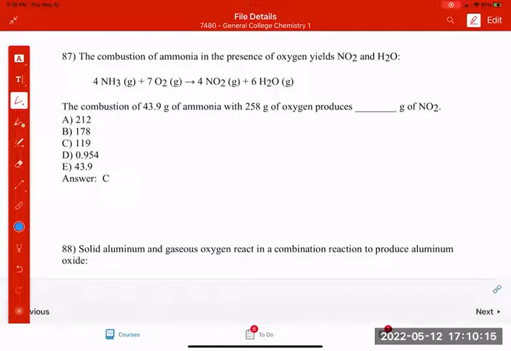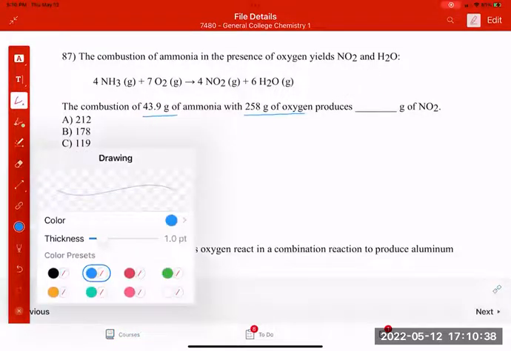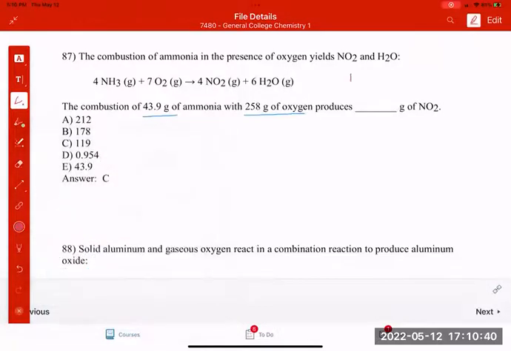Okay, now this one, guys, the combustion of ammonia in the presence of oxygen yields nitrogen dioxide and water. The combination of 43 grams of ammonia with 258 grams of oxygen produces how many grams of nitrogen dioxide? So here you are going to find the limiting reactant. Certain things are not going to be given to you directly, but that's what it means. So we are testing your understanding, you know.